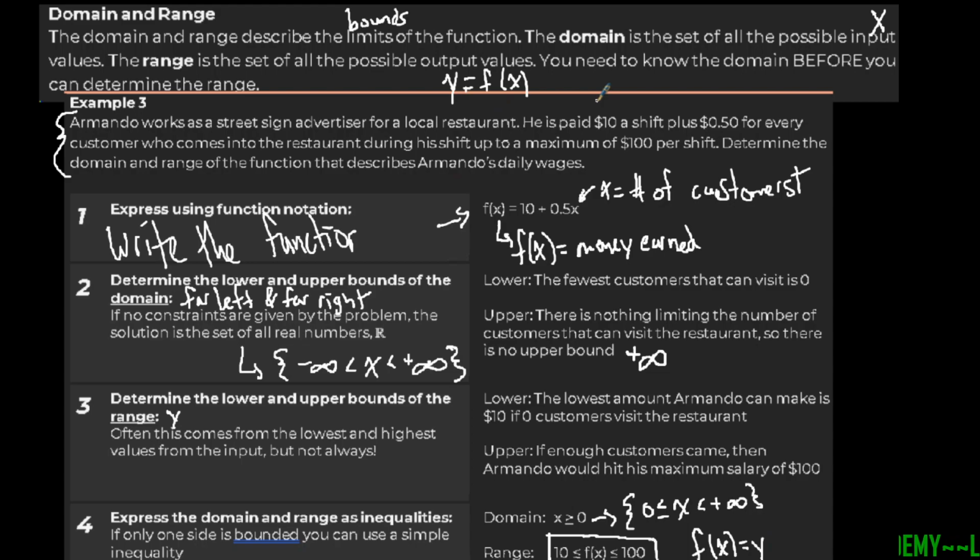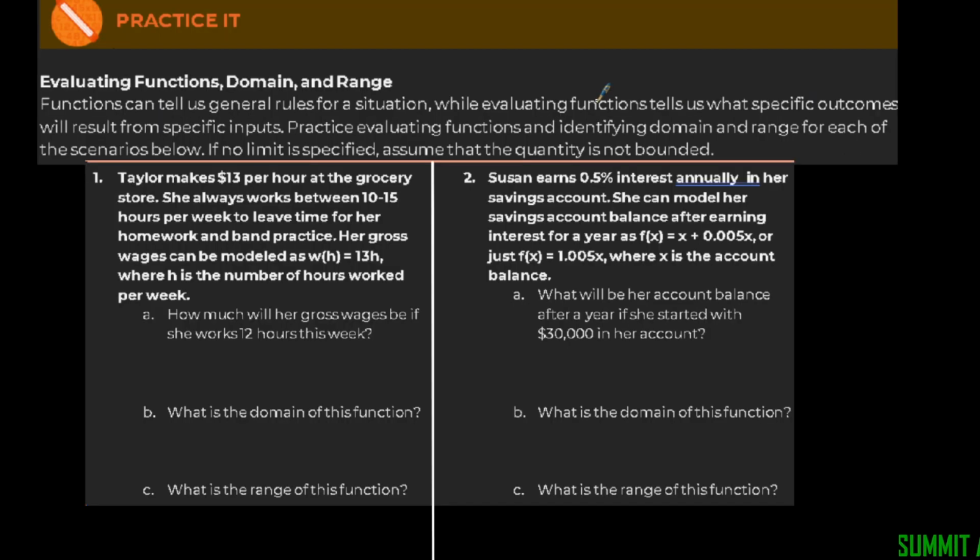So you want to make sure that you can write the function and come up with the domain and range. So let's do that in these examples. So let's practice it. It's evaluating functions, domain, and range. So we're going to do a couple things all at once. So it says functions can tell us general rules for a situation, while evaluating functions tells us what specific outcomes will result for specific inputs. Practice evaluating functions and identifying domain and range for each of the scenarios below. If no limit is specified, assume that the quantity is not bounded.